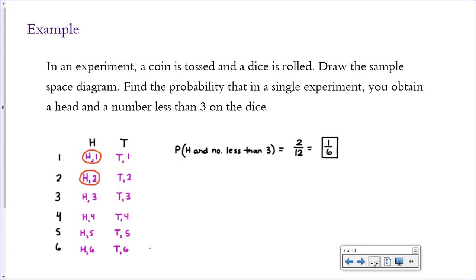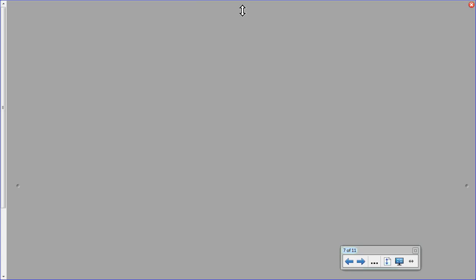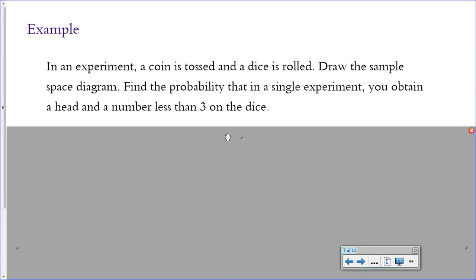Here we have an experiment in which a coin is tossed and a dice is rolled. It's asking us to draw a sample space diagram and then find the probability that in a single experiment you obtain a head and a number less than 3. This is the word and, not or, so that's going to change the way we think about our final answer. First, we want to draw the sample space diagram.